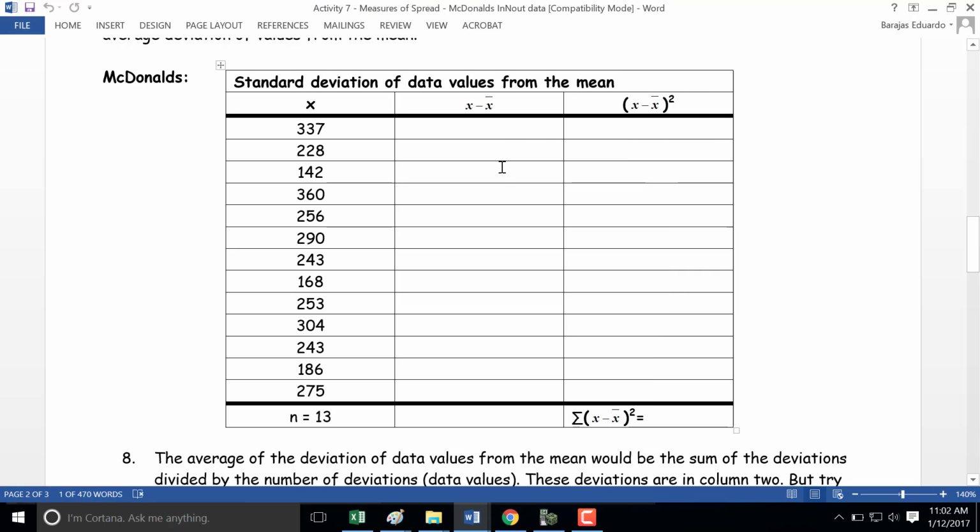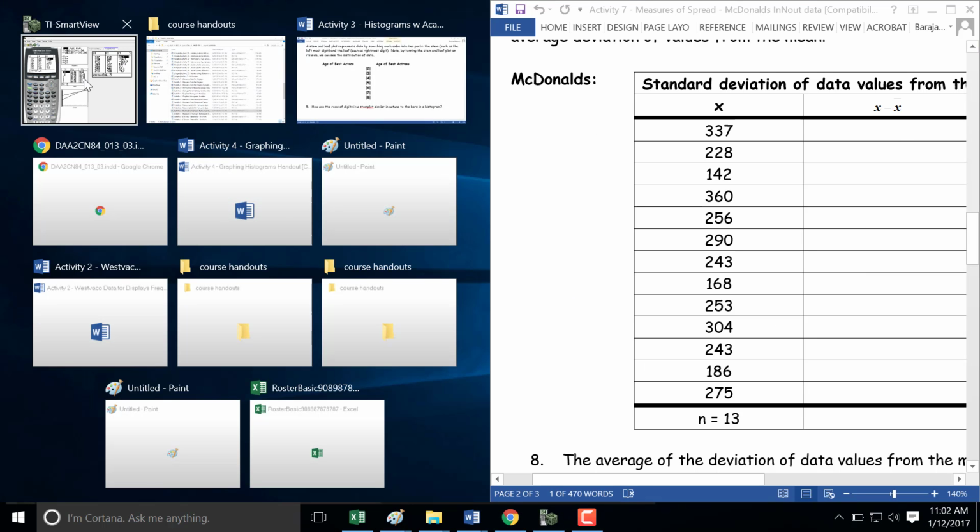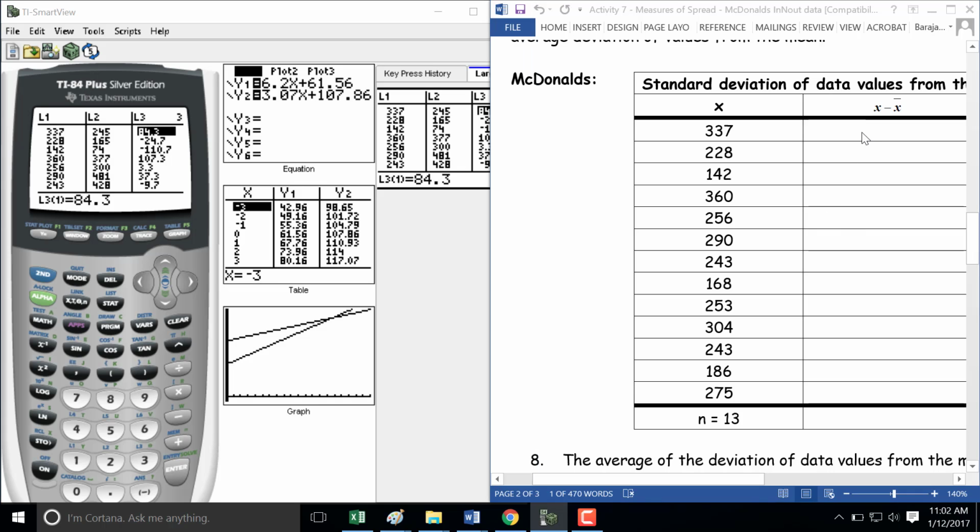So all of these numbers belong right in here. Okay, let me go over there. So right in here, the number is 84.3, and then right in here, it's negative 24.7, and so on and so forth. So I just have to copy them down.